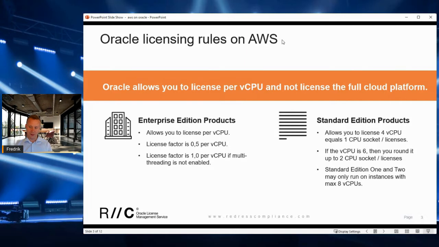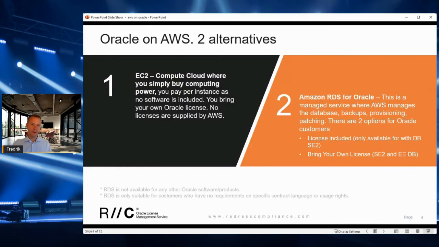For standard edition products, Oracle allows you to license 4 vCPUs equals 1 processor license. If you would use an instance type that has 6 vCPUs, you will need to round that up to 2 CPU licenses. It's important to remember that Standard Edition 1 and 2 may only run on instances with a maximum of 8 vCPUs.